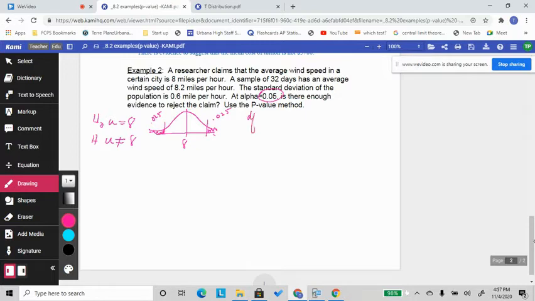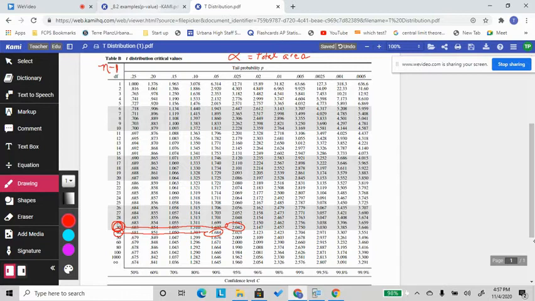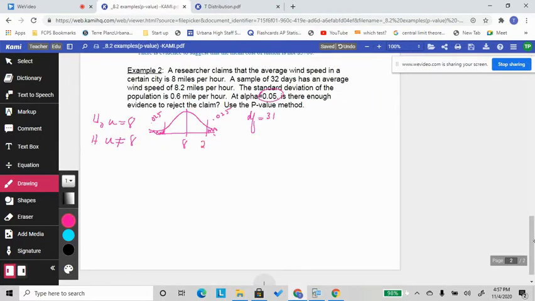The degrees of freedom is 31. So I'm going to go to 31, or 30 is my closest. And I'm going to go to 0.25, so 2.042. And that can be negative or positive.